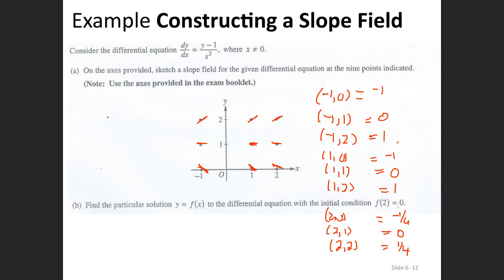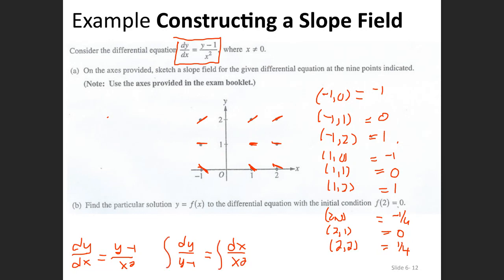And then usually part C will be to ask you to use separation of variables to find the original equation. So that's what we're going to do next week. Here's a preview of next week. dy dx is equal to y minus 1 over x squared. Next week, we have to get the dx on one side and the y's on one side. So I could rewrite this as dy over y minus 1 is equal to dx over x squared. And then the next step would be to take the integral of both sides.